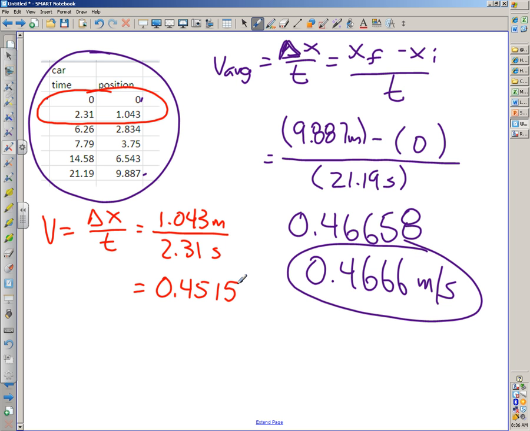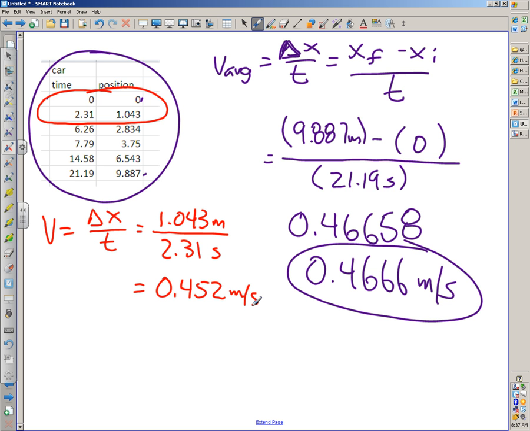Okay. Actually, we should probably cut this off, right? Because the top number is 4 significant digits, the bottom number is 3 significant digits. So we should probably cut that off here to 0.452 meters per second. Okay? So what are we seeing about the velocity of this object from the start to the first tape mark in relation to its velocity for its entire trip? 0.452, 0.466. Pretty close, right?